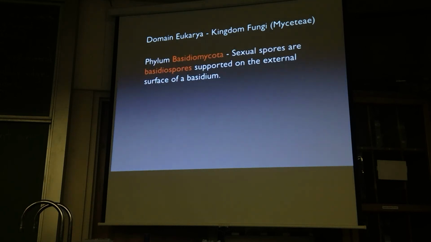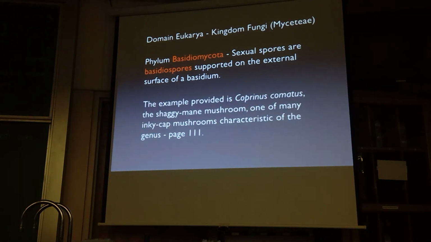So now we're moving on. Domain Eukarya, kingdom fungi. Our last phylum is the phylum Basidiomycota. If they're in the phylum Basidiomycota, it's because they produce sexual spores called basidiospores, and they're supported by a little structure called a basidium, which kind of looks like a little tiny cow's udder.